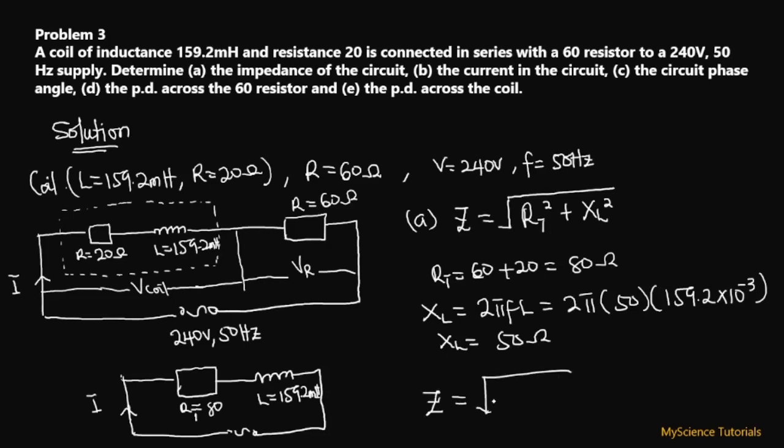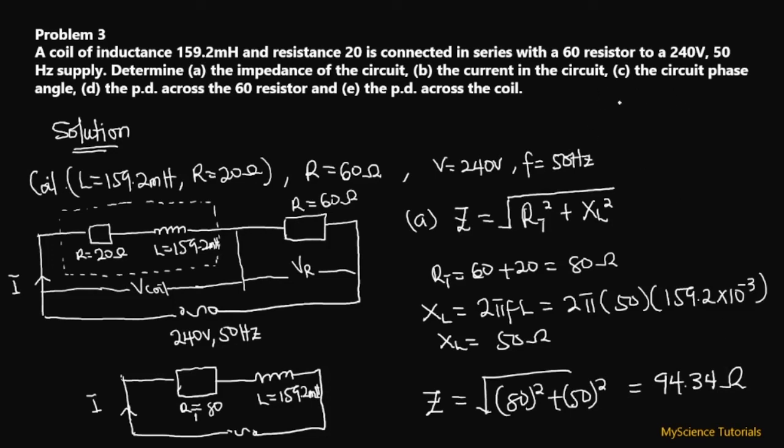So the impedance is going to be the root of 80 squared plus 50 squared. The root of all that is going to give us 94.34 ohms as our impedance. So now that we have the impedance, let's go ahead and find the current.